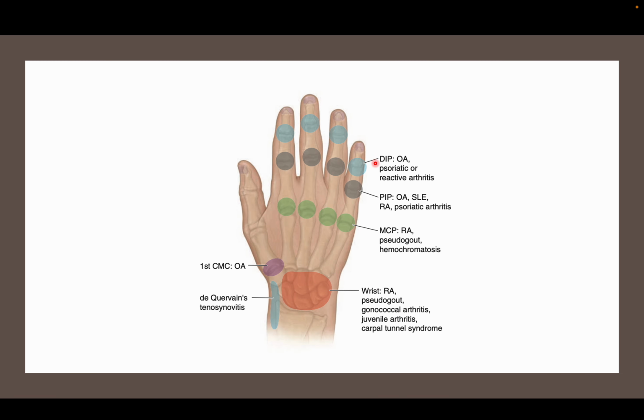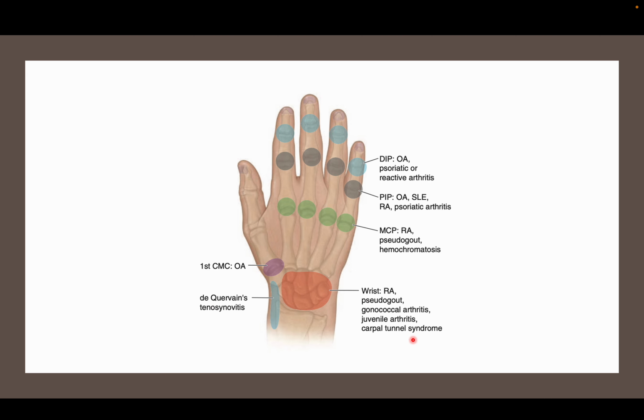Now the hand joints. DIP: osteoarthritis, psoriatic or reactive arthritis. PIP: OA, SLE, reactive arthritis. MCPs can be reactive arthritis, pseudogout, and hemochromatosis. First carpometacarpal: osteoarthritis. This is De Quervain tenosynovitis, the tenosynovitis where you do the Finkelstein test. I will mention the soft tissues again in a separate class if you want me to.